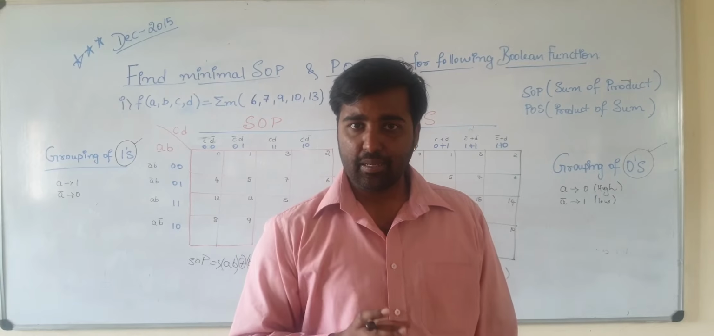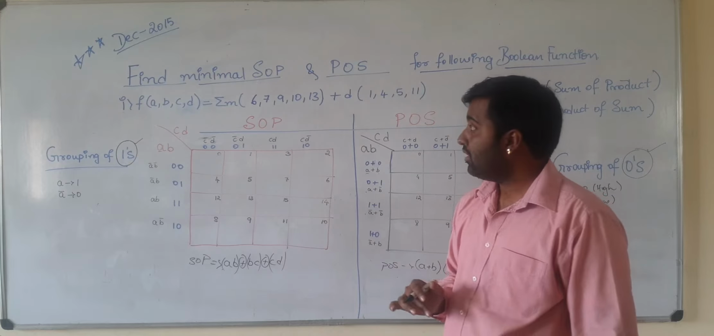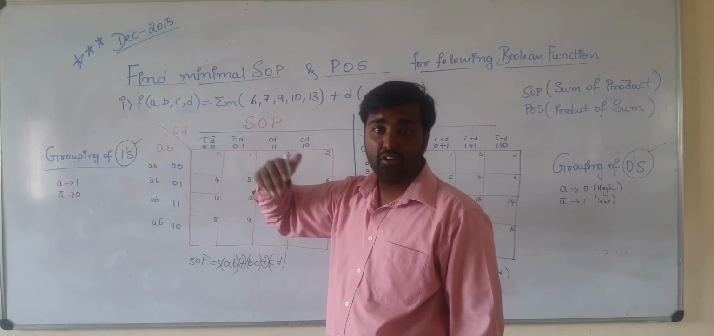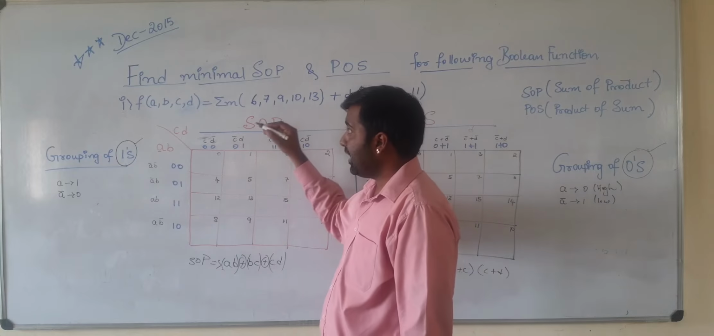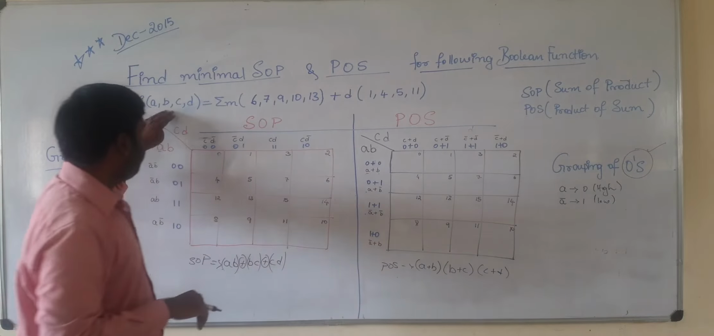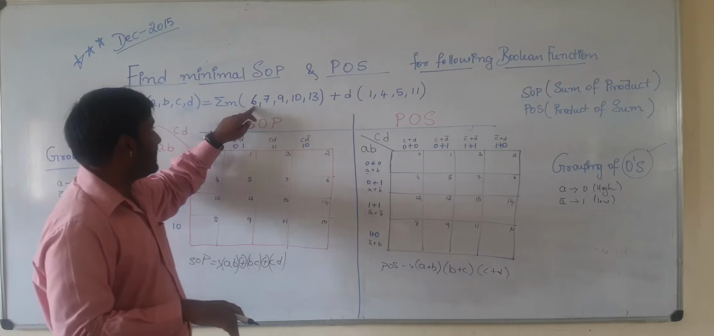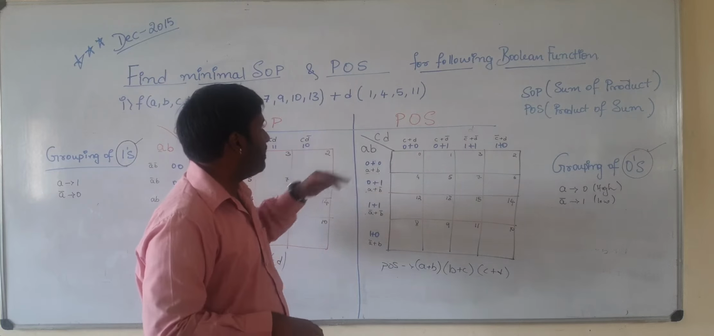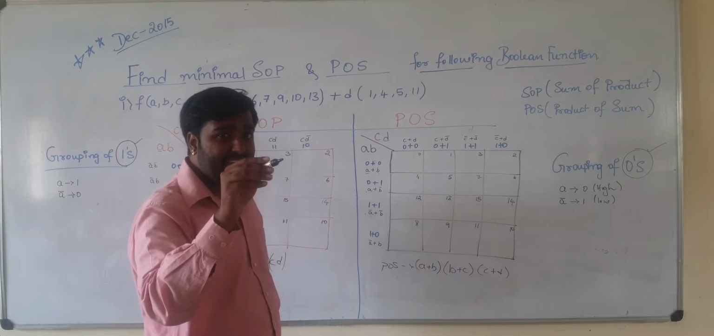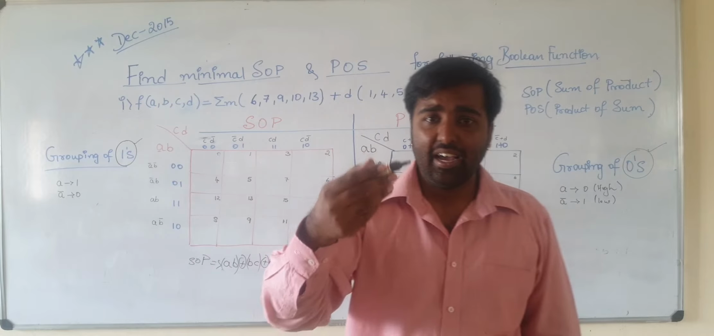So, having this as a basis, we shall try to solve this particular problem. As I had told you, this is an examination problem from December 2015, and also there are numerous problems of the same type. So the question will be in the following manner. F of ABCD is summation m, minterms of 6, 7, 9, 10, 13 plus don't care of 1, 4, 5, 11. What do you mean by don't care? It can be considered as either 0 or it can be considered as 1.